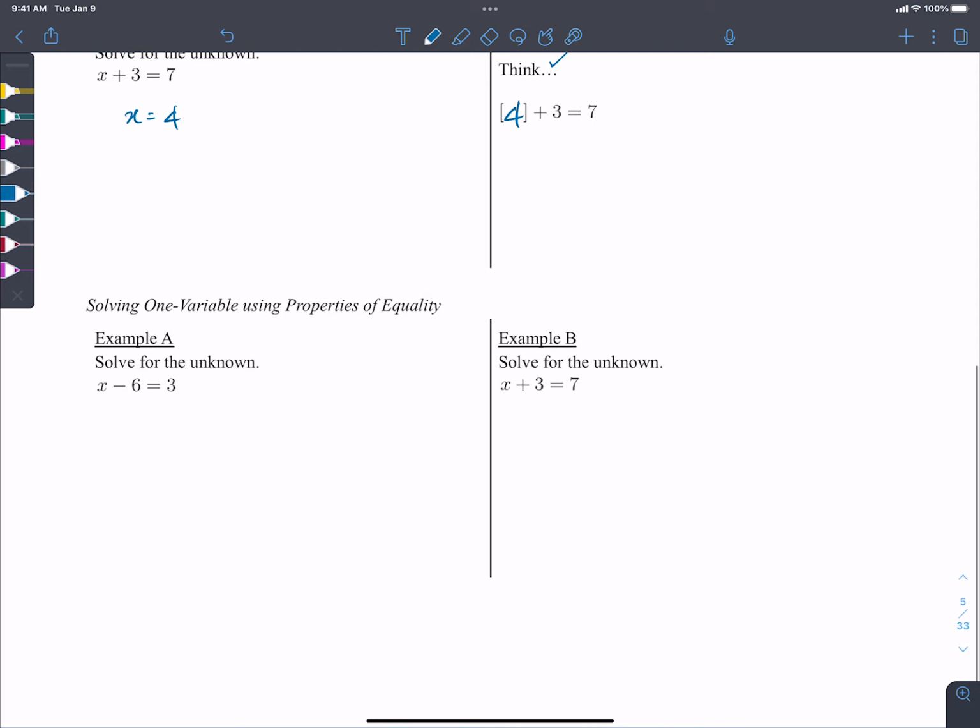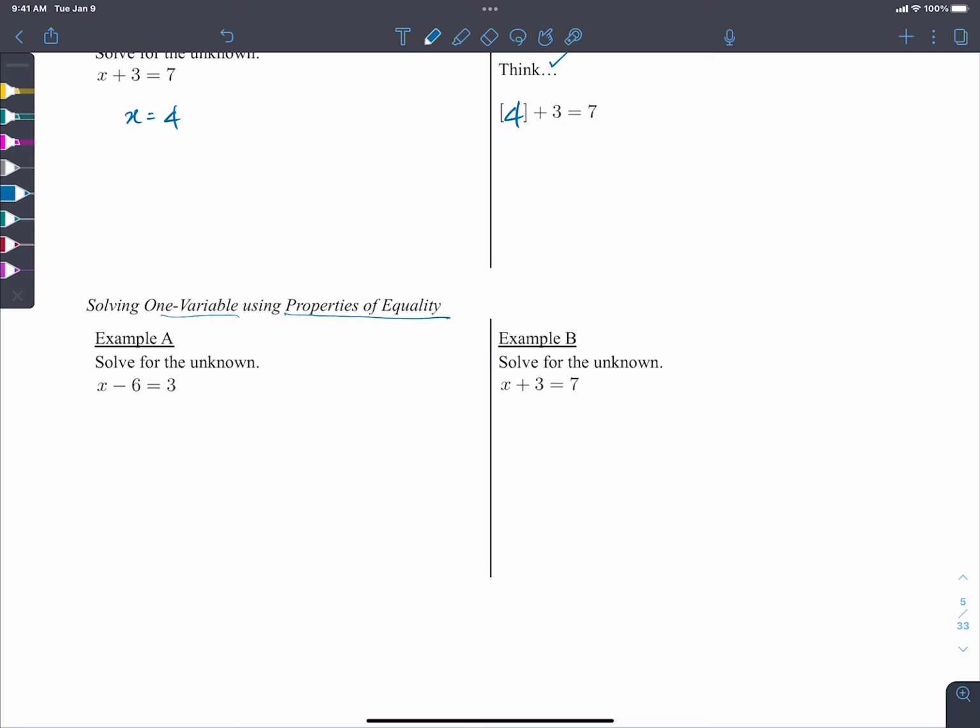Okay, now we're solving one variable this time using the property of equality, right? So what that means is that whatever you do to the left side, you do to the right side. Okay. The goal in this case is to isolate the variable x. That's what we're looking for, solving for the unknown.